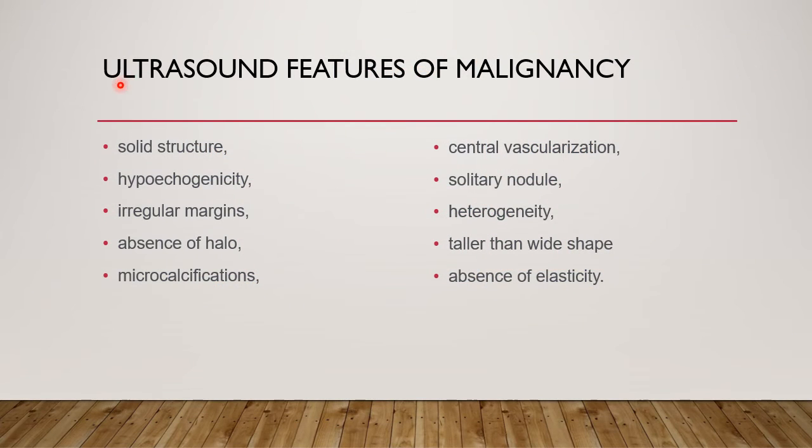What are the ultrasound features of malignancy? Okay, the common ones are solid structure, hypoechogenicity, irregular margins, absence of a halo surrounding the nodule, and microcalcifications of the nodule. Less common features are central vascularization, the nodule being solitary, and heterogeneity on scan. The shape of the nodule is taller than wide, and there is absence of elasticity.